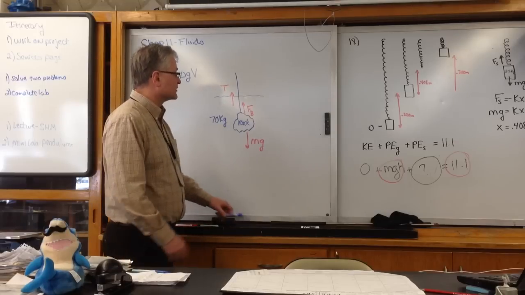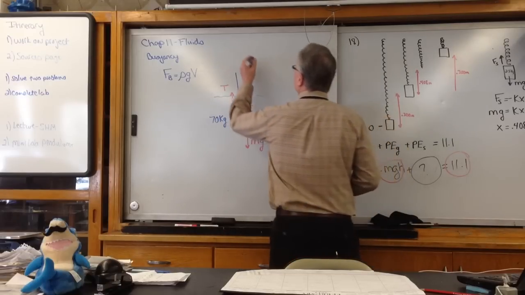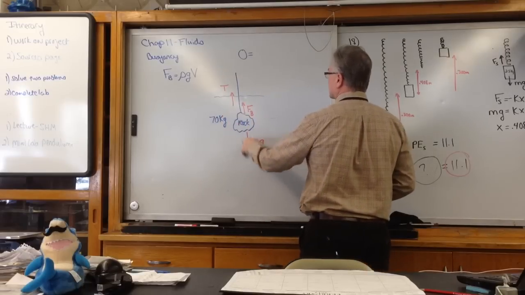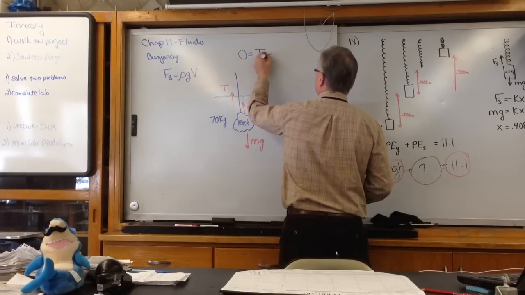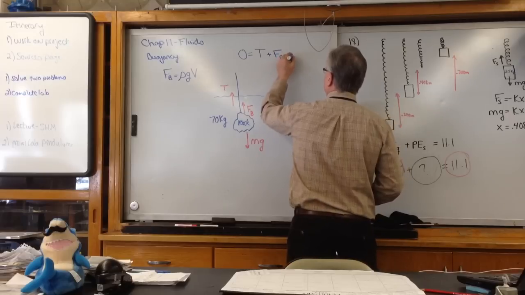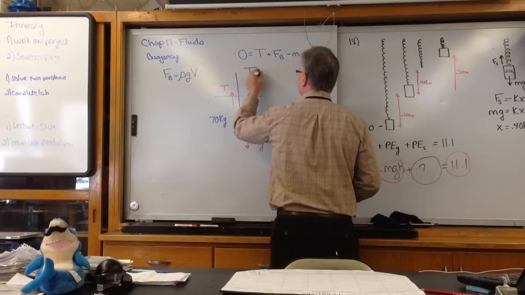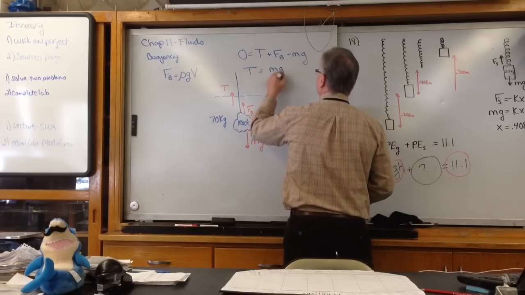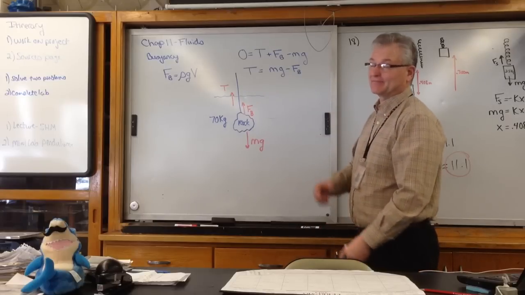So let's take our forces and let's add them up. So as we pull up here, the net force, of course, is going to be 0. So our forces: tension is up, FB, that's the buoyancy force, is also up, and mg is down. If I solve this for the tension, how hard I have to pull up, we've got the tension is going to be equal to mg minus the buoyancy force. Well, yeah, I think that makes sense.